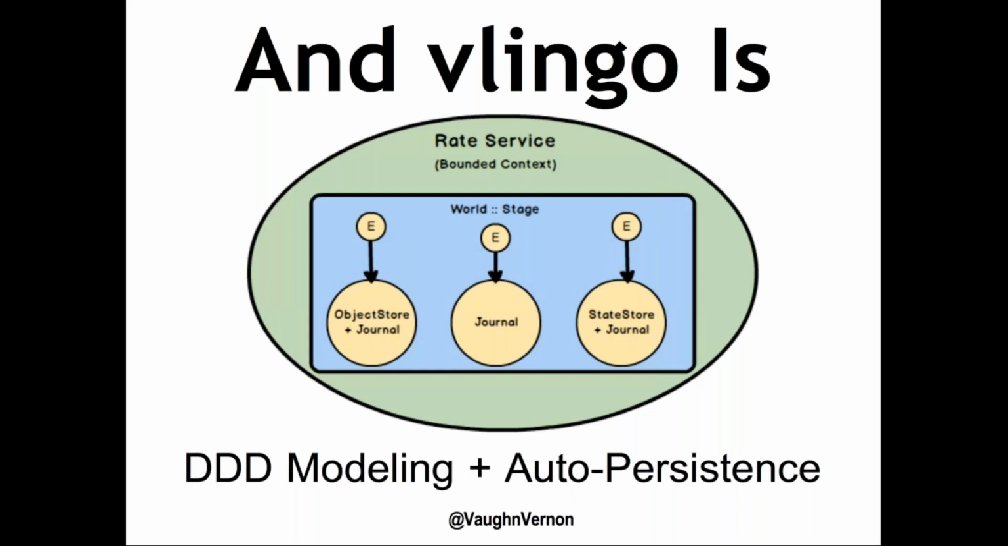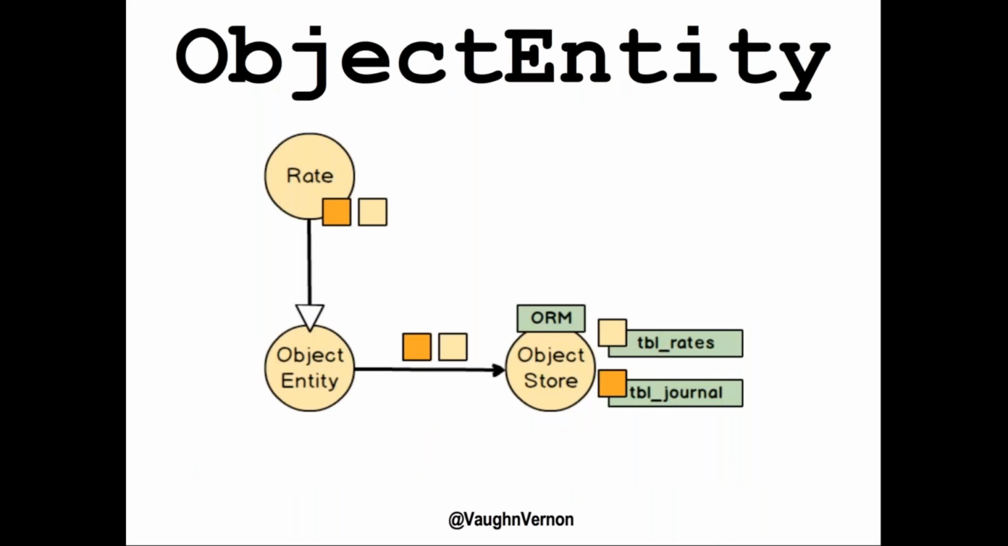So DDD modeling with vlingo and the power of auto persistence that also scales across a grid of cluster nodes. So that's what we've been talking about. This includes the object entity, which uses OR mapping. All of this is asynchronous. So when a rate state, and or as well as domain events are persisted, they're persisted using an ORM.